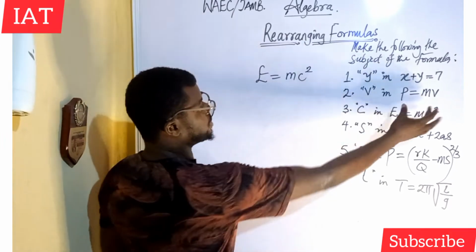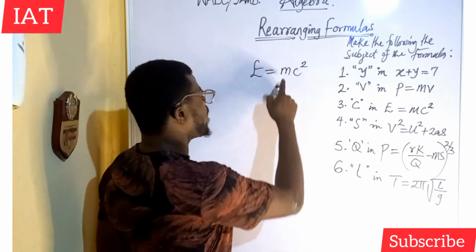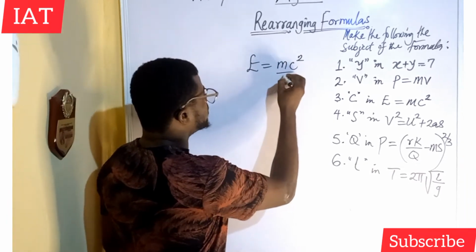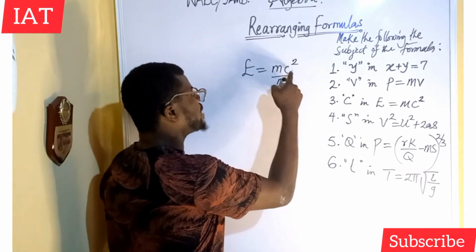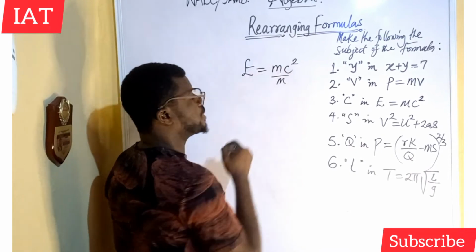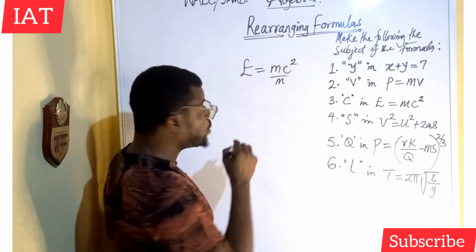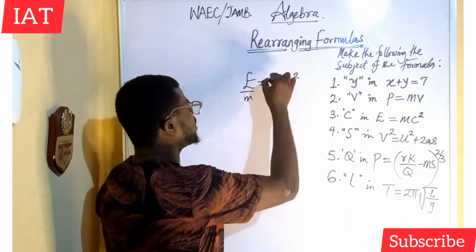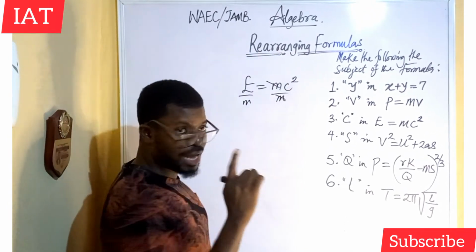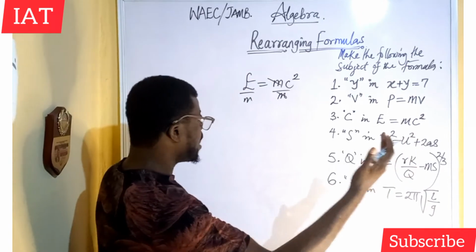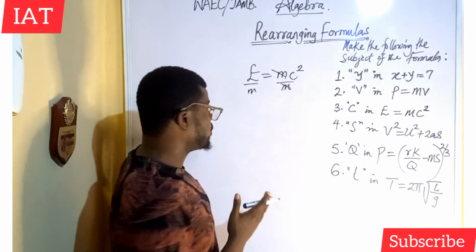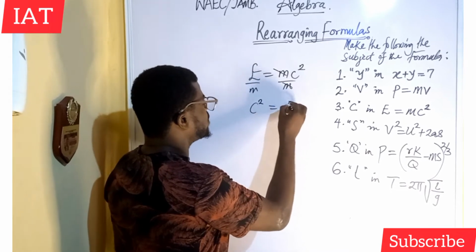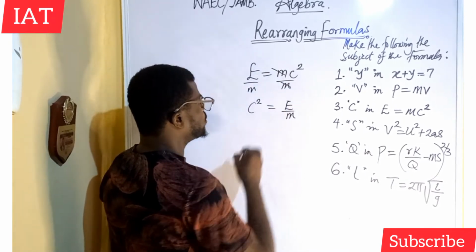It's still almost the same process as this. I need to isolate this m. And how do I do that? Divide both sides by m, because it is attached to this c squared by multiplication. So I will divide both sides by m so that this cancels out, because whatever I do to the right hand side, I will also do the same to the left hand side of the equation. So what will be left is c squared equal to E over m.